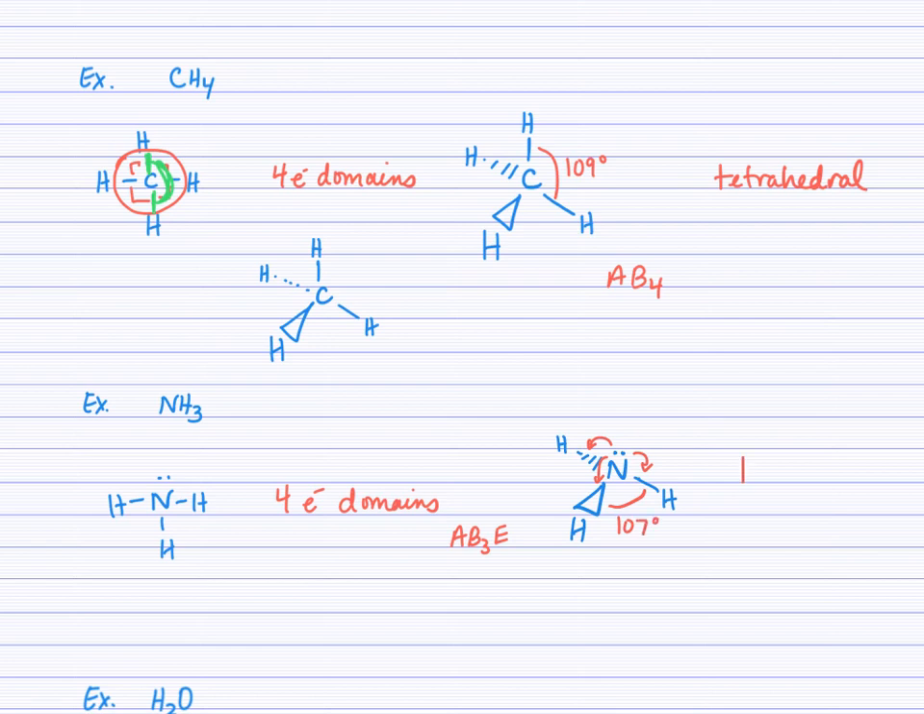When you built this molecule, you would have noticed the pyramid type shape that you formed, and it is called trigonal pyramidal, not to be confused with trigonal planar. Trigonal planar did not have this lone pair here, and that makes all the difference.